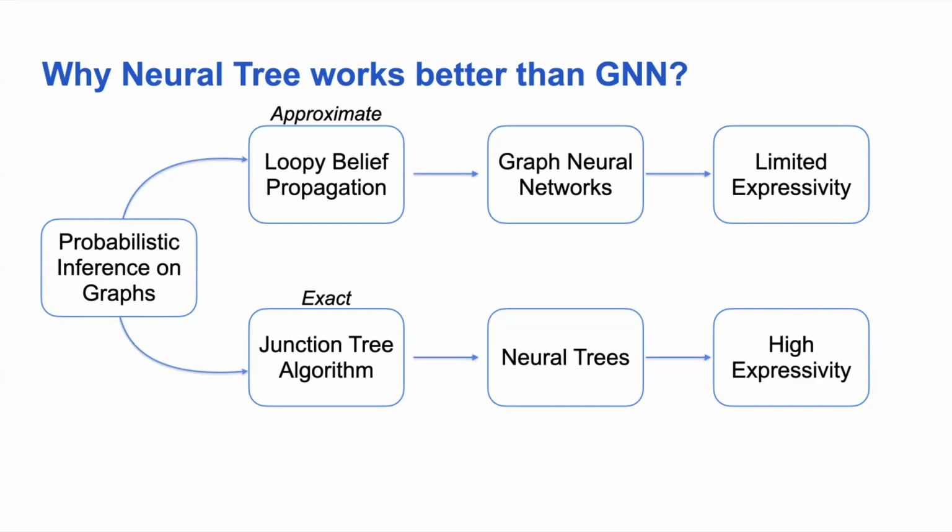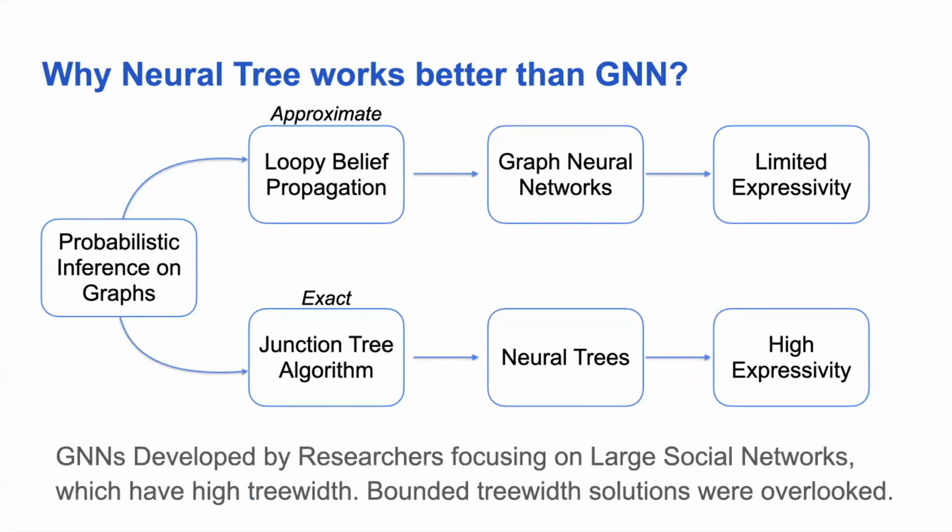Now, the point that I want to make here is to give you a caution as to why you should not directly apply graph neural networks. Graph neural networks were developed by researchers focusing on social networks, and large social networks are known to have high tree width. And what happens is that the bounded tree width solutions are almost overlooked and not taken into account. But scene graphs have low tree width, so we should exploit that, and so we can have better, more expressive solutions with polynomially efficient algorithms.